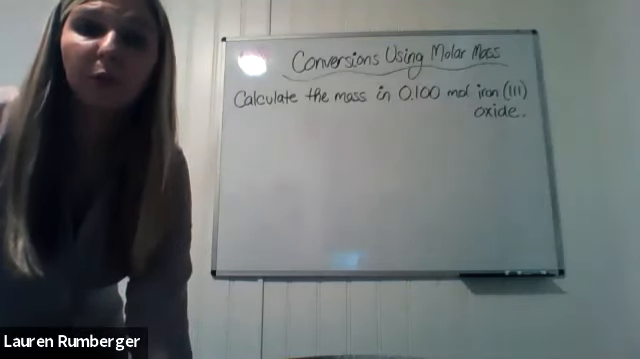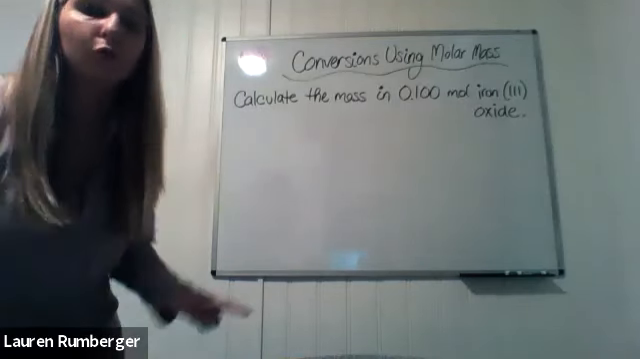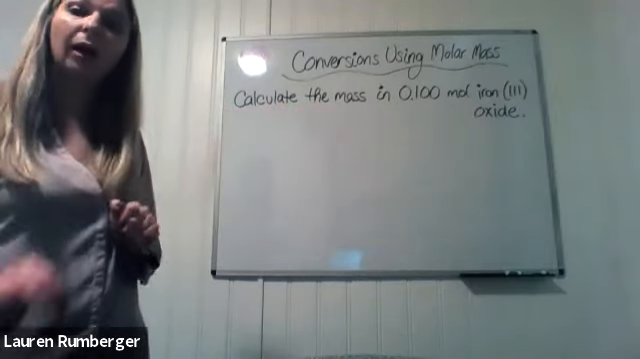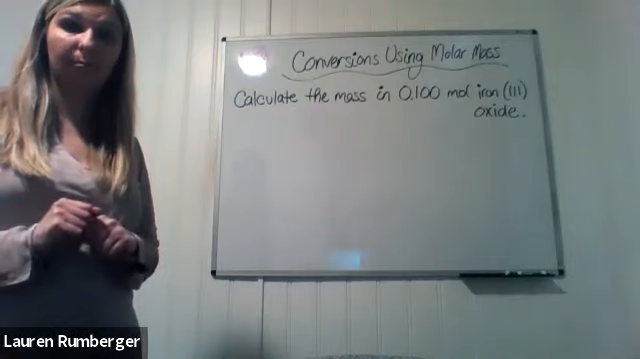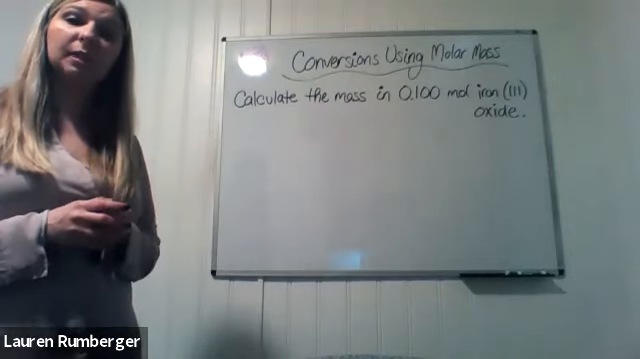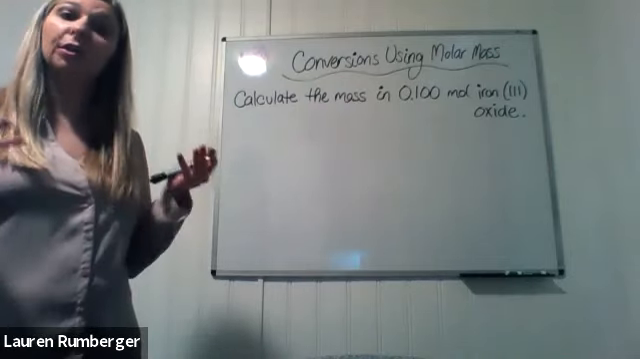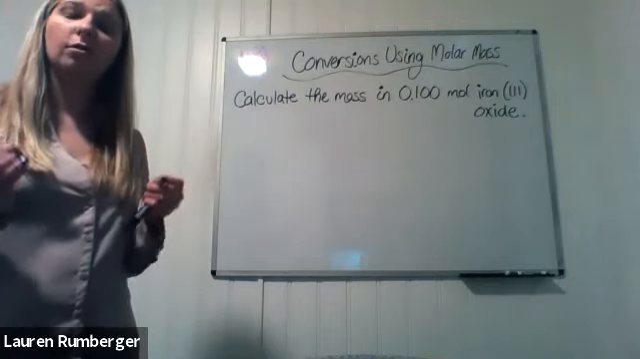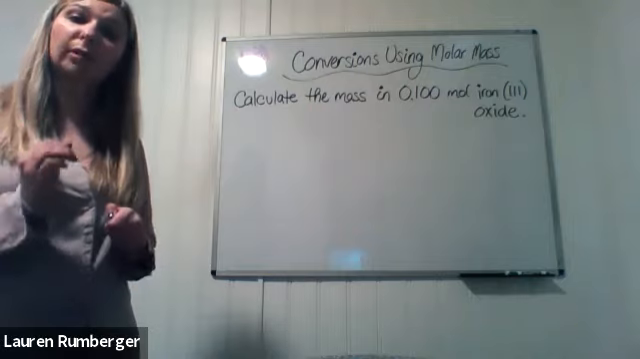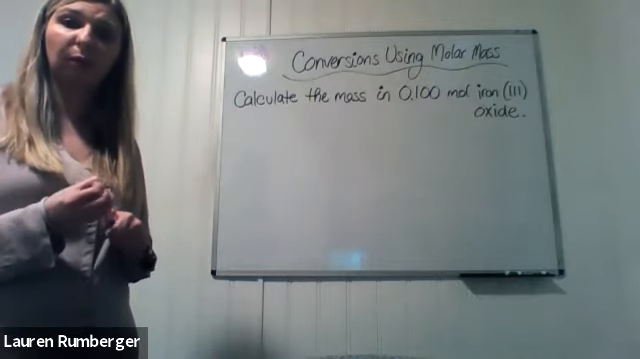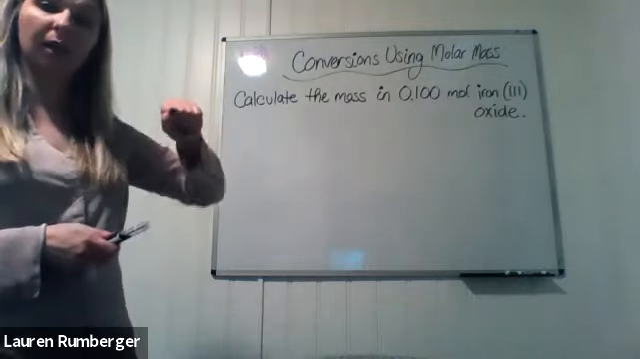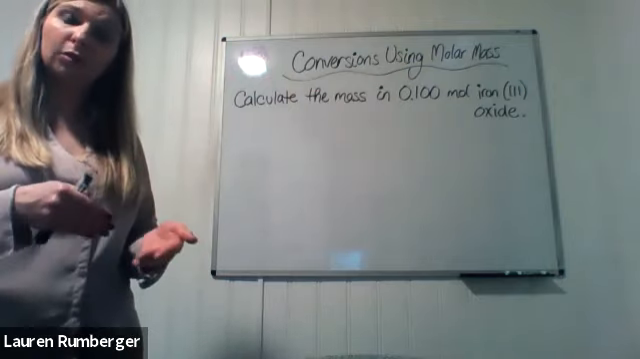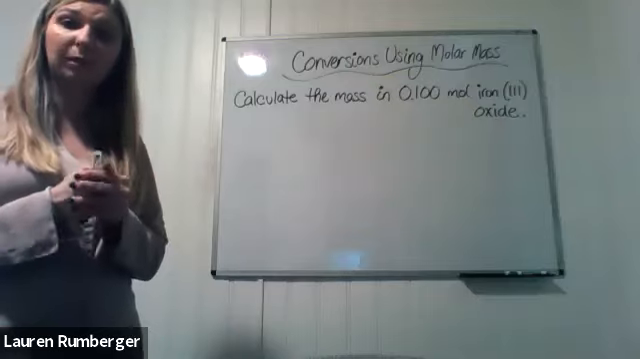For this next example, we are going to look at how to calculate the mass in 0.1 moles of iron 3 oxide. So now again, what we see is mass and moles. The relationship between mass and moles is molar mass. So therefore, we must determine the molar mass of the substance that we are working with, which is iron 3 oxide. So if we are given the name, we must convert it to its chemical formula to determine the molar mass.